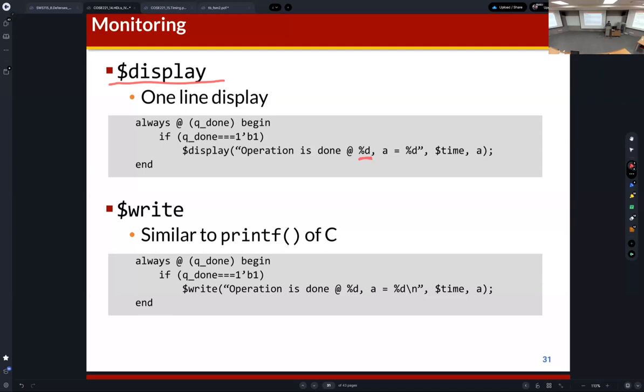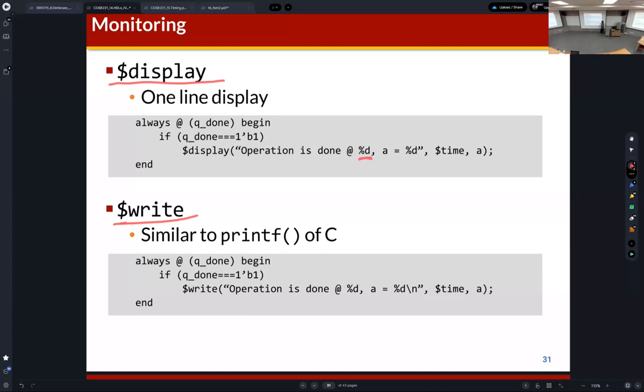And then another monitoring function is the dollar write, dollar sign and write. Actually, it's nearly equivalent to the printf function of C. So this display just displays the value and performs the display, but the write is nearly equivalent to the printf function.